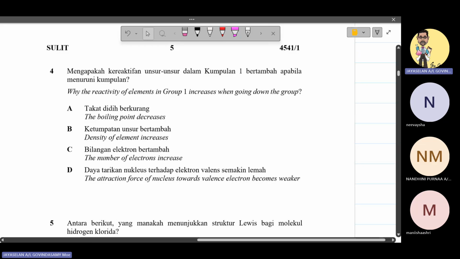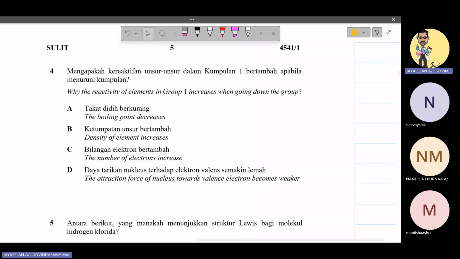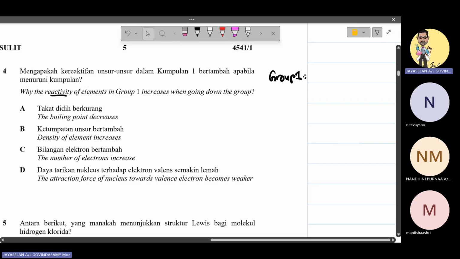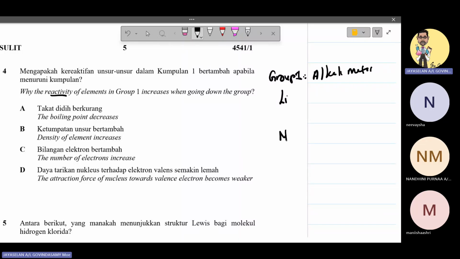Okay, next one. I try to do a few, then we continue with the polymer. So, when going down group 1, the atomic reactivity increases. So this is group 1. If they ask what group 1 is, you must remember group 1 is known as alkali metals. We have Li, Na, K. When going down group 1, the atomic radius or atomic size increases.